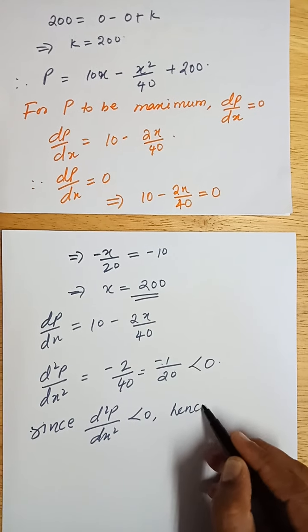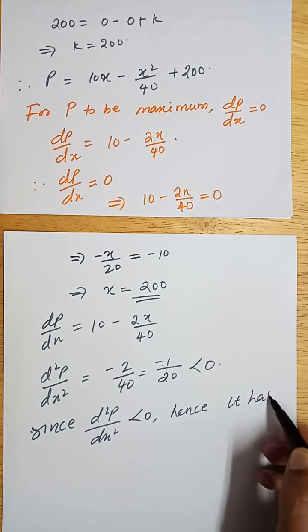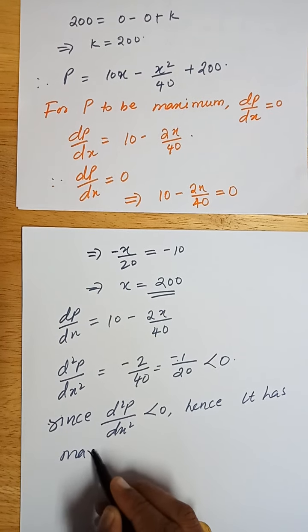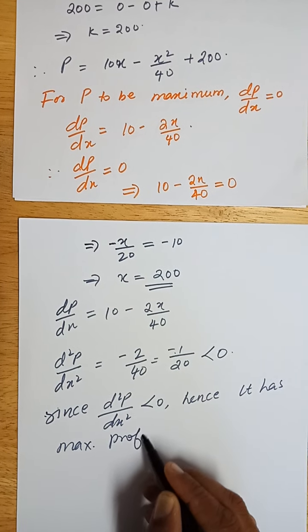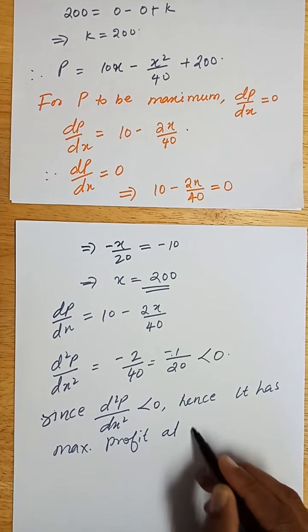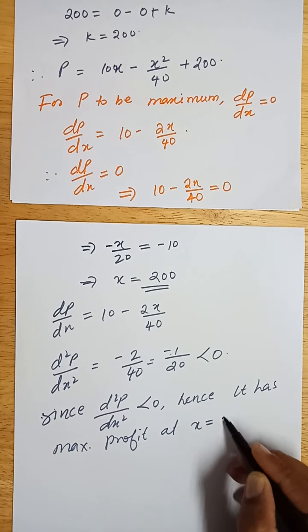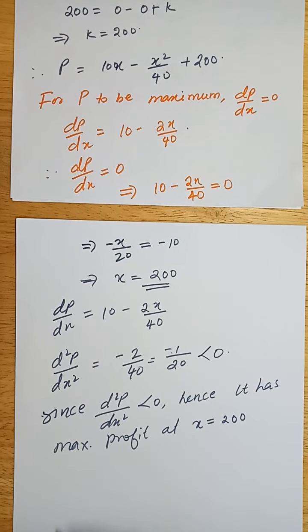Since d square p by dx square is less than 0, hence it has maximum profit at x is equal to how much? 200. So whatever value of x you got there.